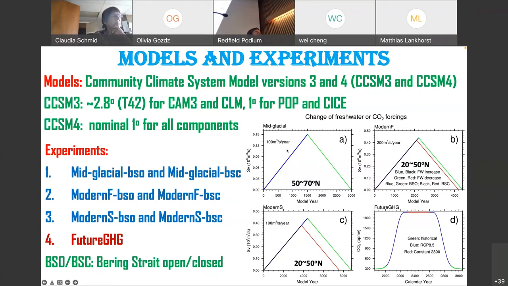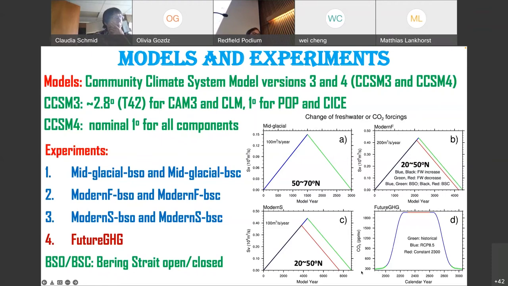For the mid-glacial condition, we have freshwater forcing added into the subpolar North Atlantic between 50 and 70 degrees north. This forcing increases by the same amount every year for 1500 years, and then the freshwater forcing starts to decrease. For the modern fast experiment, the freshwater forcing is added between 20 and 50 degrees north, with an amount of 200 cubic meters per second, and the increment is the same every year. For the modern slow, the freshwater forcing is half of that of modern fast.